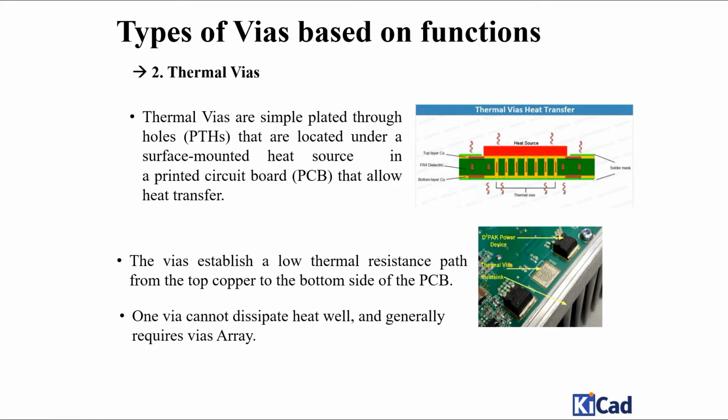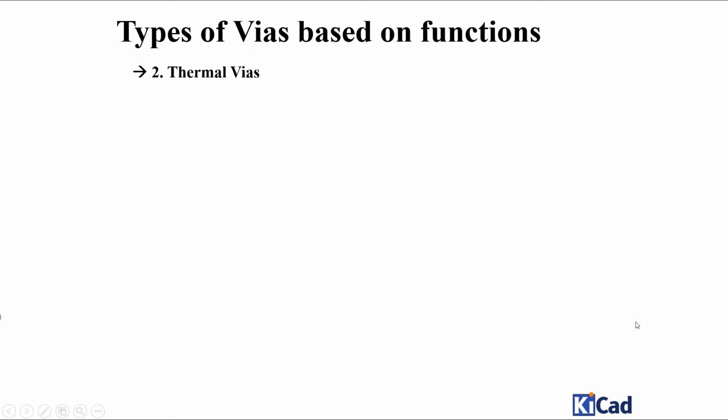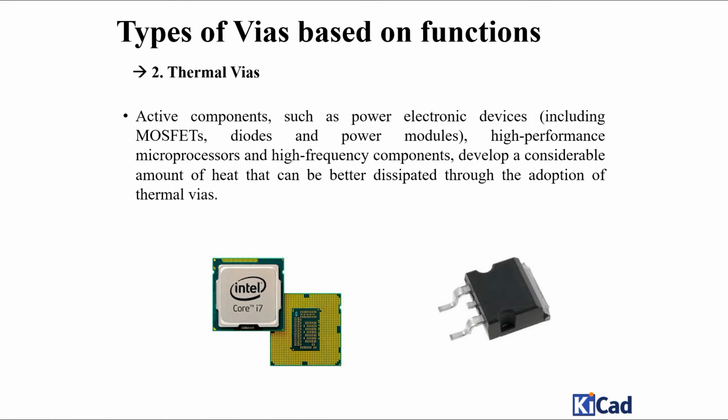One via cannot dissipate heat well and generally requires a via array. So over here you can see that there are a number of vias arranged in an array so that they can efficiently transfer heat. Active components such as power electronic devices including MOSFETs, diodes and power modules, high performance microprocessors and high frequency components develop a considerable amount of heat that can be better dissipated through the adoption of thermal vias.